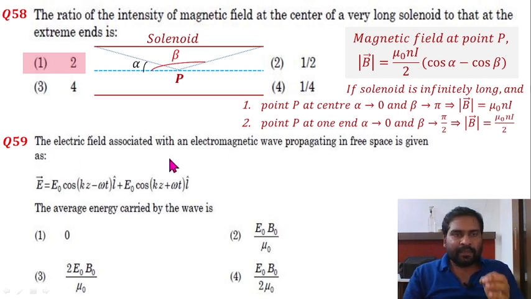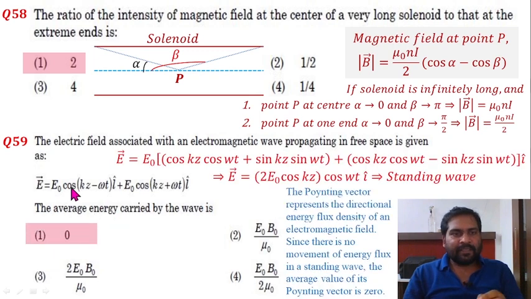Question 59. The electric field associated with an electromagnetic wave propagating in free space is given as E equal to E naught cos kz minus omega t i cap plus E naught cos kz plus omega t i cap. The average energy carried by the wave is. Expand these equations: E naught cos kz cos omega t, cos A minus B formula, cos A cos B plus sin A sin B, cos A plus B formula, cos A cos B minus sin A sin B.